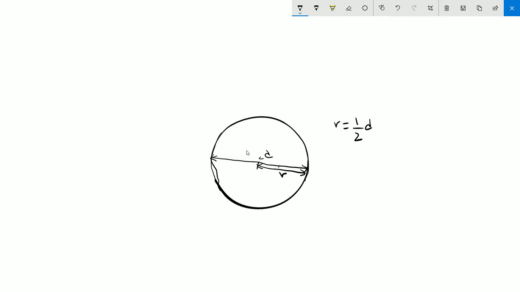The radius can be from the circle center to anywhere on the edge, on the boundary of the circle. So it can be from here to the circle center, or from here to the center. That will be the radius.